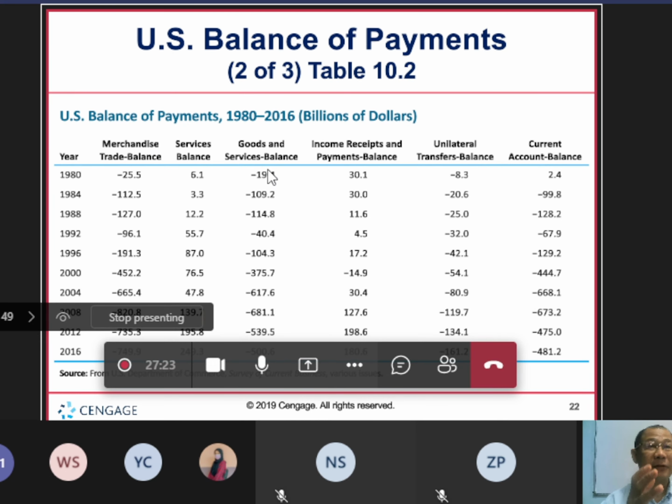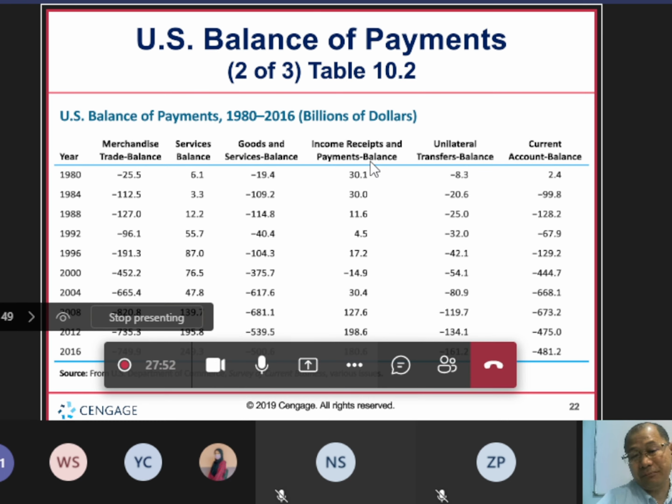Which is the balance of trade of both goods, which is merchandise, and services. This is the first part: balance of trade of goods and services. You can go into detail and branch into two, goods and services, but altogether it is goods and services only.